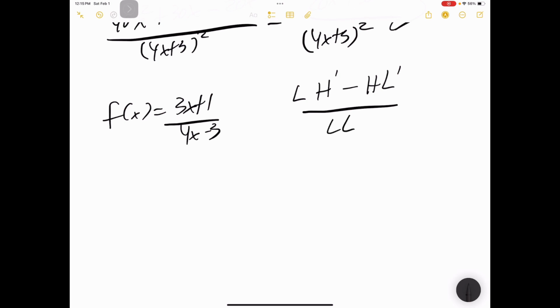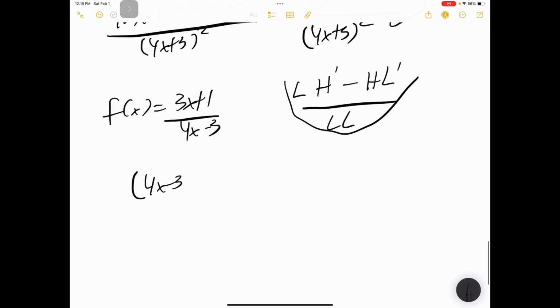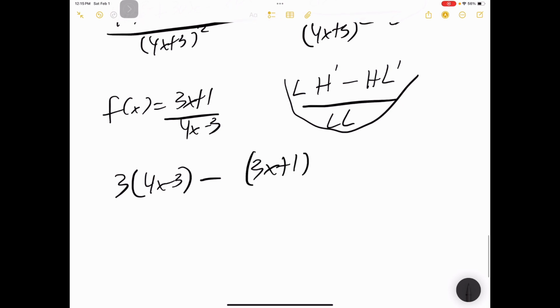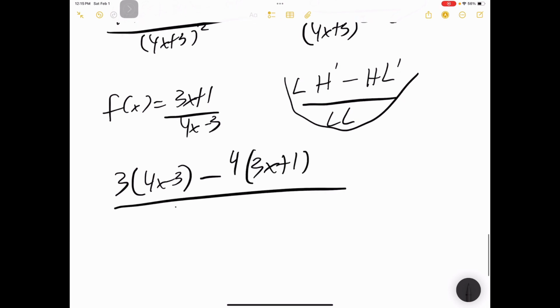I make sure I can make my little boat with the L's. I make sure the L's are all along the outside. And then I just plug in. I say the low function is 4x minus 3. The derivative of the high function is 3, minus the high function is 3x plus 1. The derivative of the low function is just 4, all over low low, which is 4x minus 3 squared.